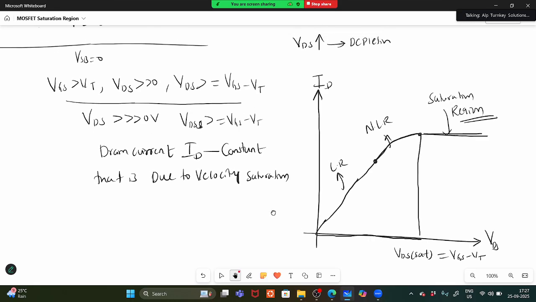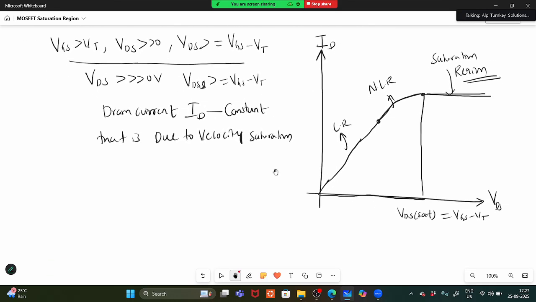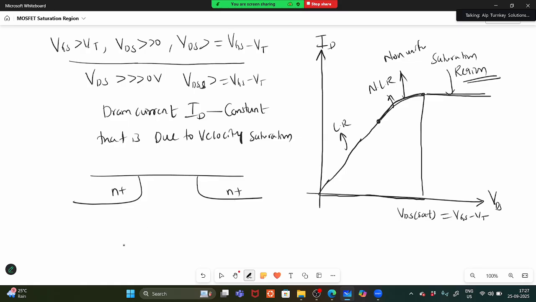Non-linear means here what happens? In the non-linear region, I told you it is non-linear in nature. In the last class I told you the channel becomes non-uniform. So if you draw it, this is the n plus, and this is the n plus, and this is the p substrate. And the SiO2 layer, next this is polysilicon, and metal.